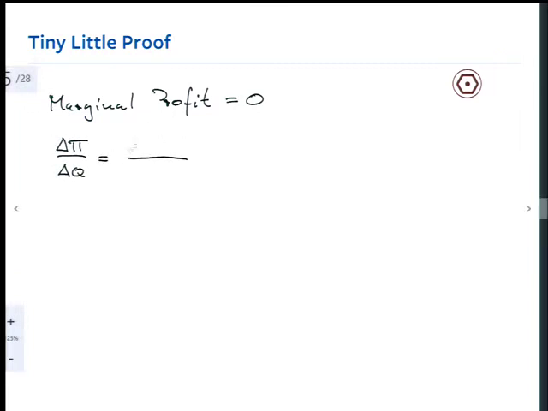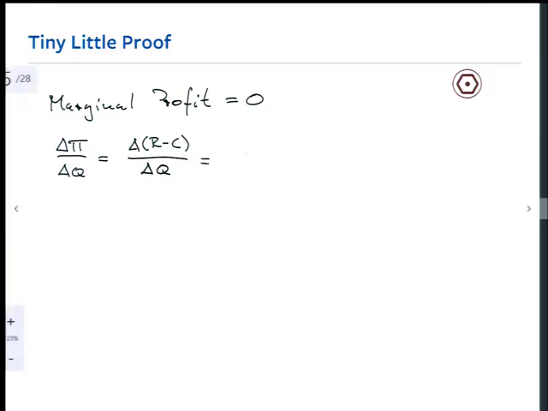Okay, tiny little proof. So we argued that at profit maximization, marginal profit is 0, right? The change in profit due to a change in output is exactly 0. So in math terms, that means that this quantity here, change in profit due to a change in output, is exactly 0. Now, I'm going to do a little substitution here, okay? I'm going to write out profit. Okay, profit is simply revenue, total revenue, price times quantity, minus total costs, all right?